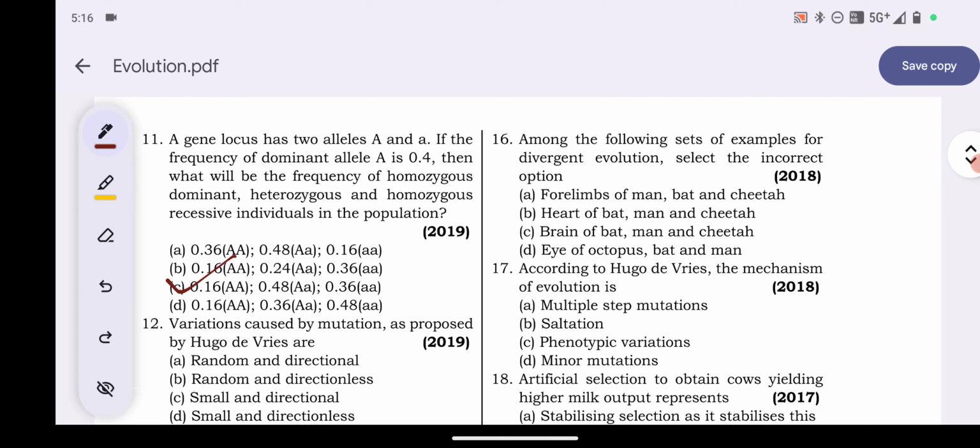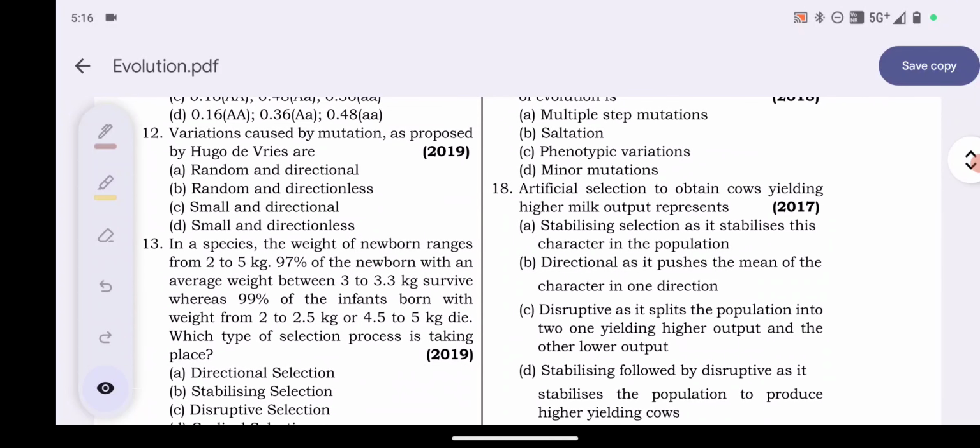नेक्स्ट क्वेश्चन, क्वेश्चन नंबर 12. Variation caused by mutation as proposed by Hugo de Vries are random and directional, random and directionless, small and directional, small and directionless. So what will be the answer? Now here the answer is option number B, random and directionless.